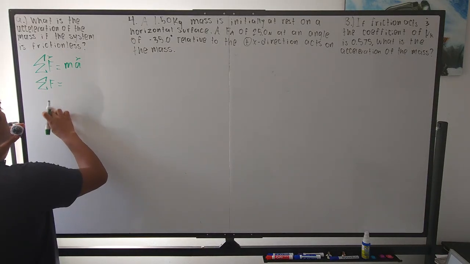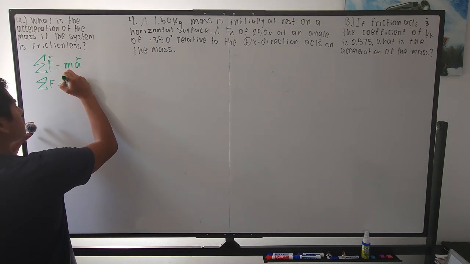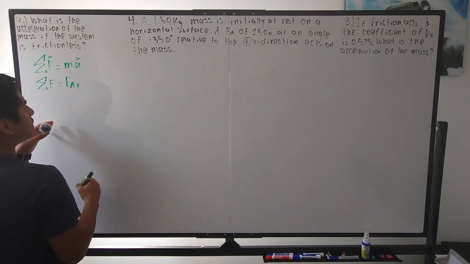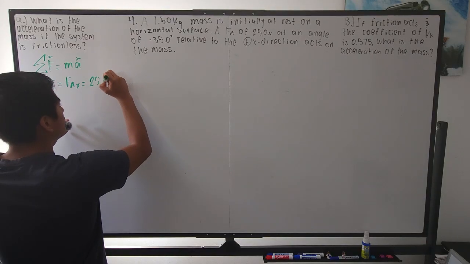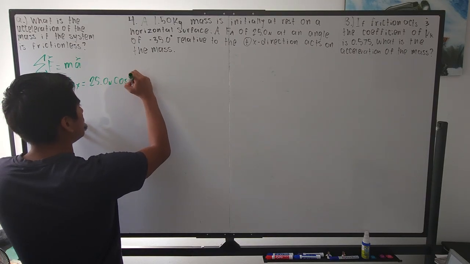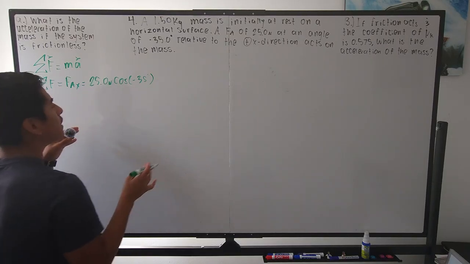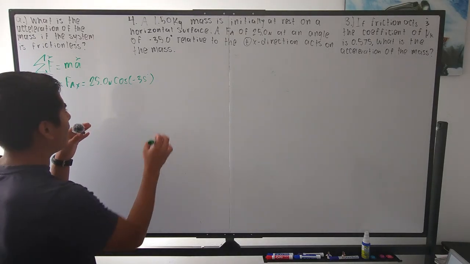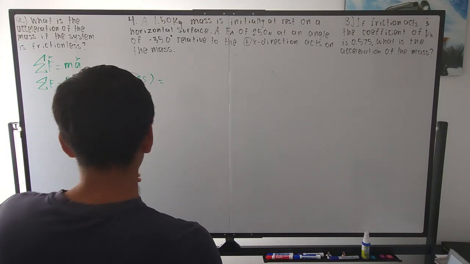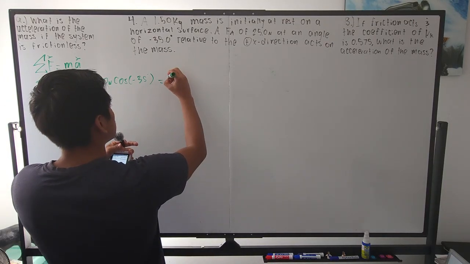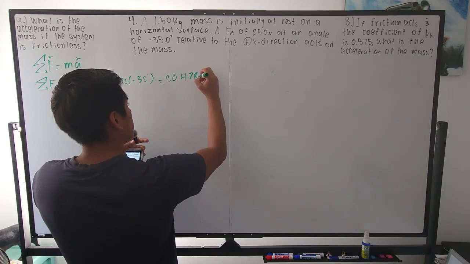In this case, our only force that's actually going to accelerate this object is the applied force in the x direction, which we can write as the 25 newtons multiplied by the cosine of negative 35 degrees, which is the angle that this applied force is acting at. And then plugging this into your calculator, you'll get that that is equal to 20.478 newtons.